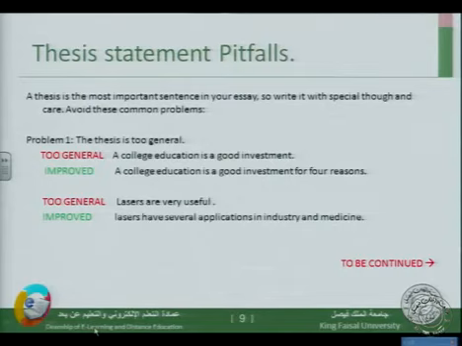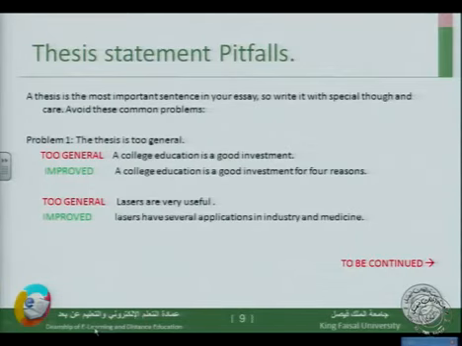Now, if I ask you, how many subtopics do you have? How many paragraphs in this sentence? If you write in your thesis statement, a college education is a good investment for 4 reasons, how many body paragraphs do you expect? I'm expecting 4 body paragraphs, because in each body paragraph you will talk about 1 reason. 1 paragraph, 2 paragraphs, 3 paragraphs, 4 paragraphs, equals 4 reasons.